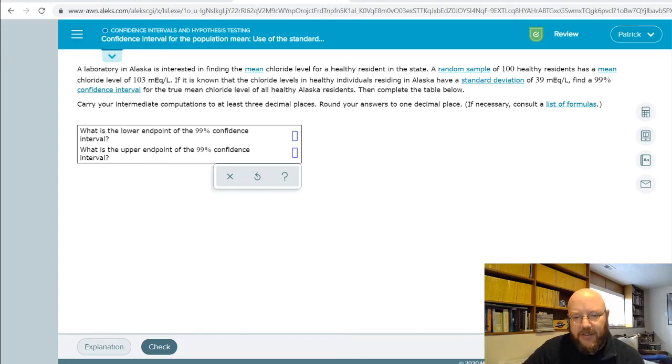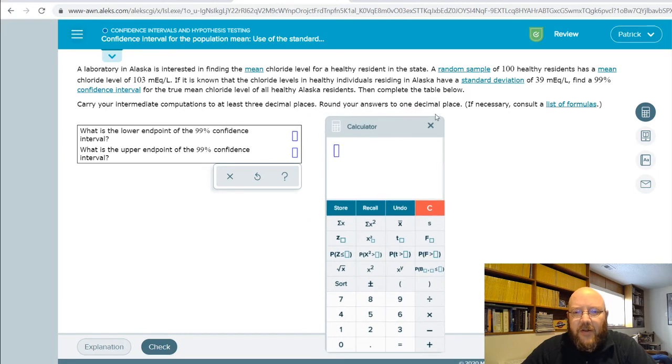I got a chapter 7 question that I want to cover real quick, and that's this one: confidence intervals for the population mean, use of the standard normal distribution. You're going to do a lot of confidence intervals over the next couple topics, so if you get this one right, a lot of the other ones make a lot more sense.